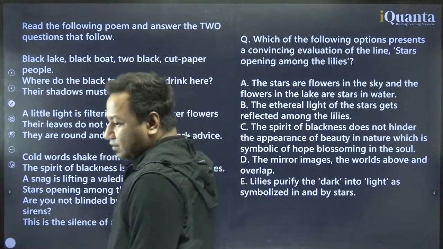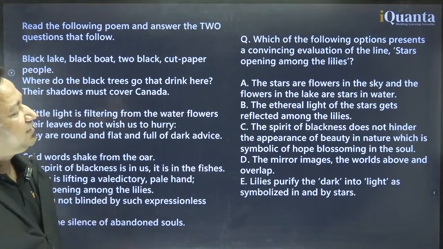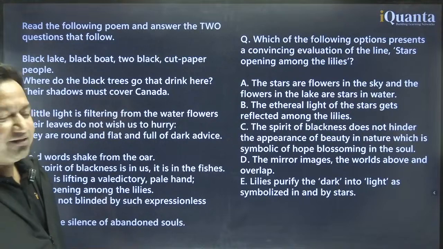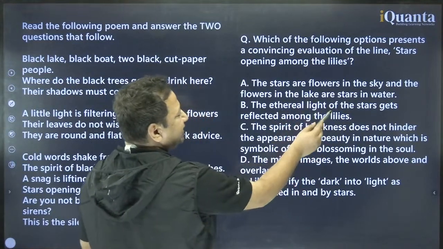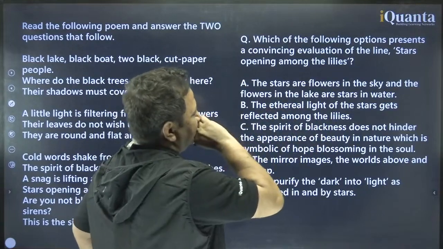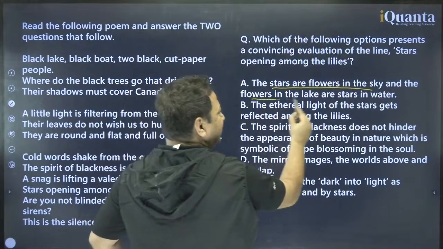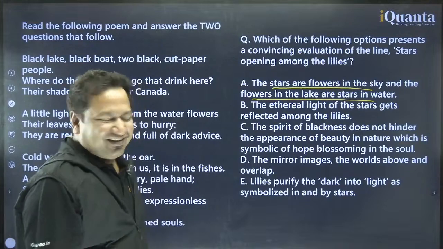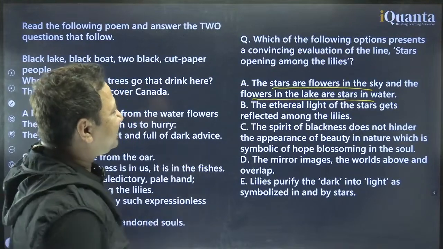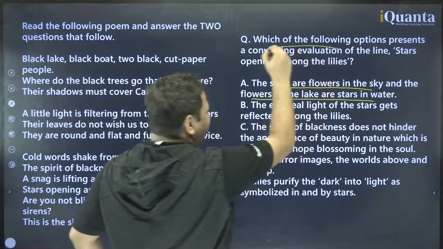Next. Which of the following options presents a convincing evaluation of the line stars opening among the lilies? Let's see that. The stars are flowers in the sky and the flowers in the lake are stars in water. Oh, nice. Stars are flowers in the sky and flowers in the lake are stars in water. Okay, cool. Let's see. I don't think this will be now a convincing evaluation. Let's read others also. When it says which of the following, we need to read all the options.